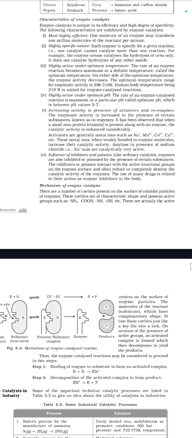Highly active under optimum temperature. The rate of enzyme reaction becomes maximum at a definite temperature called the optimum temperature. On either side of the optimum temperature, the enzyme activity decreases. The optimum temperature range for enzymatic activity is 298 to 310 Kelvin. Human body temperature, being 310 Kelvin, is suited for enzyme catalyzed reactions.